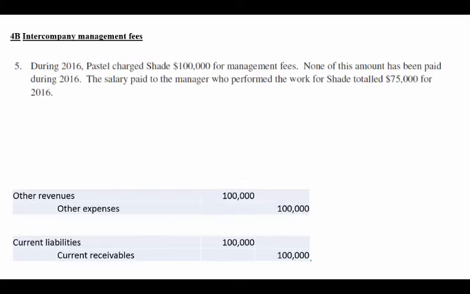On to 4B. We have a revenue and expense entry that offset each other, so we'll have no impact on net income and ultimately no impact on retained earnings either. And neither will our current liability or current receivable adjustments.